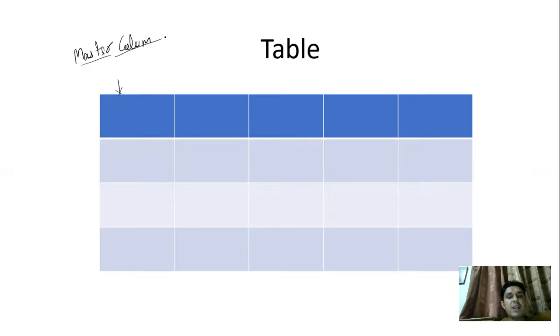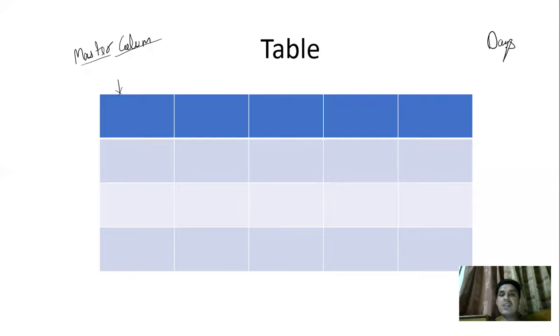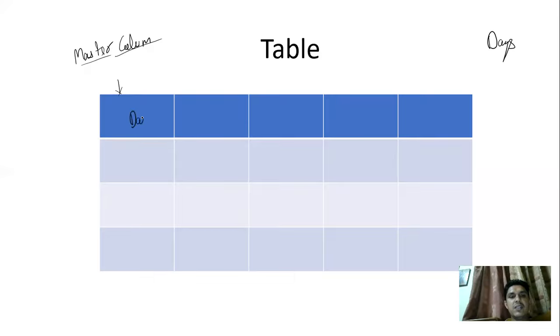So you have to make the master column, and you have to make the priorities of days. Like if in the question days are given, then you have to write the master column as days, right? And thereafter we have to write the names of days as Monday, Tuesday, Wednesday, and so on, serially, right? Thereafter you have to start filling the table.